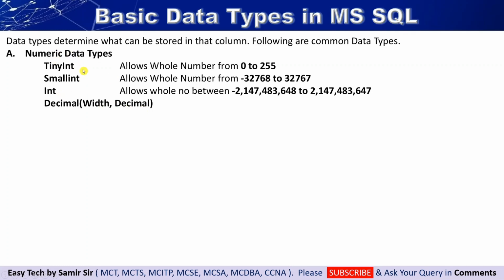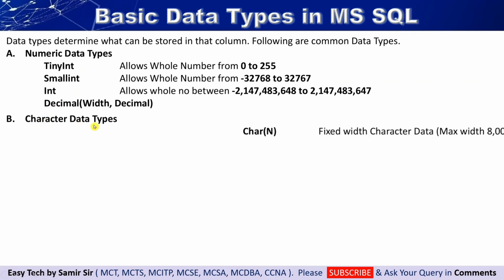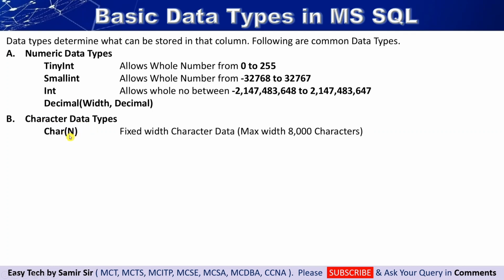Now if you want to store data along with characters, then we have character data types. The very first one is char, and inside it we have to specify the number. Let's say for a name, you can specify first name as a char, and you can specify n, that means you can specify 40 characters. If you define any column with the char data type, it takes a fixed width of character data, and the maximum width it can go up to is 8,000 characters.